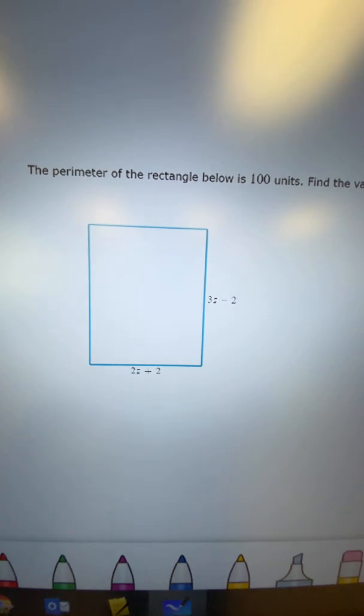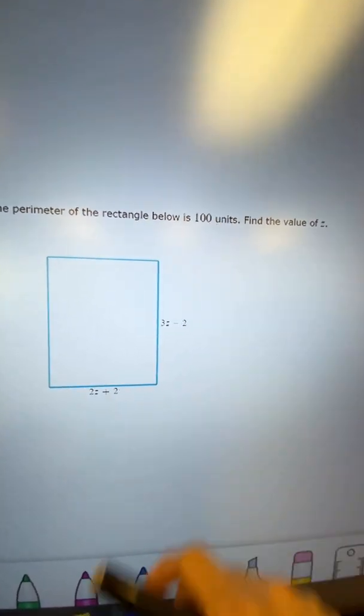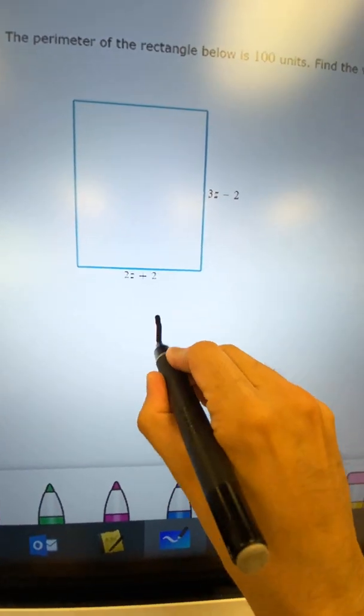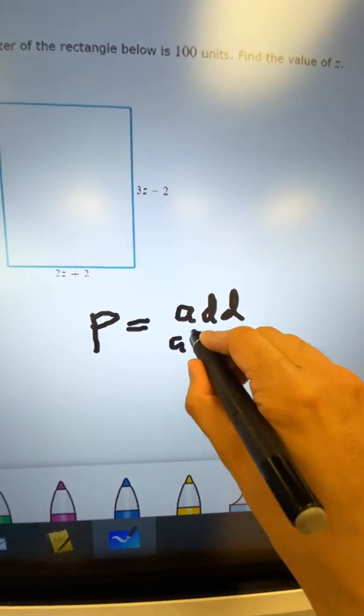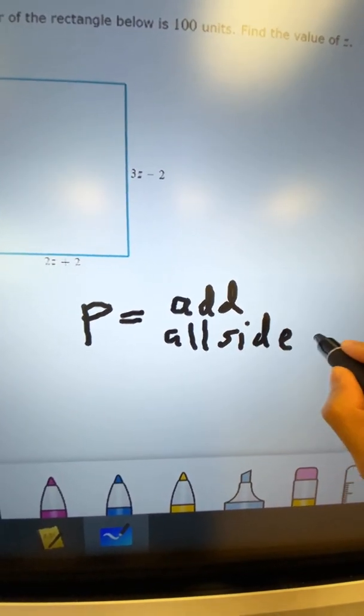Now here's my next example. It says here the perimeter of the rectangle below is 100. I'm going to put P for perimeter. The perimeter, again, you add all sides, all the side lengths.